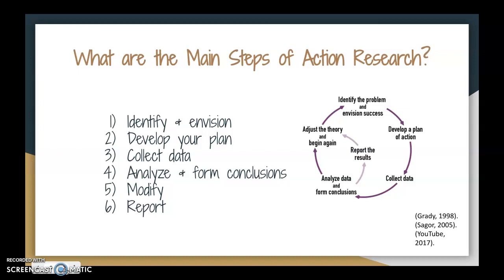How will you be successful and what do you need to have prepared? Step 3, collect your data. What methods are you going to use and who is going to help you? Step 4, analyze and form conclusions. Take a look at your data. What does it show? What is consistent and what is your data trying to tell you?